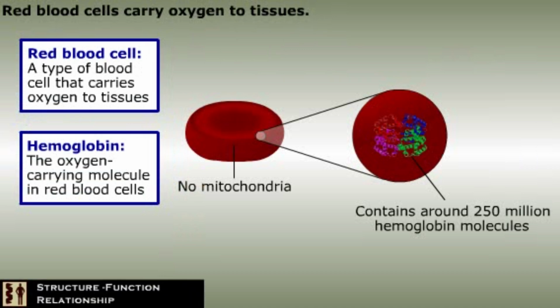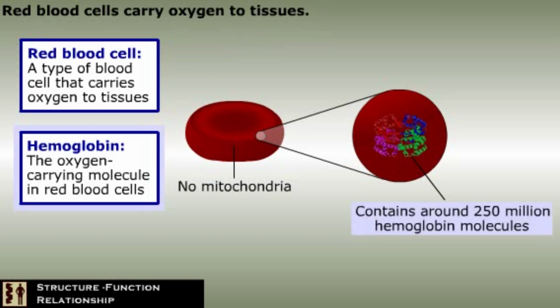There are 2 types of blood cells: red blood cells and white blood cells. In a sample of blood, there are far more red blood cells than white blood cells, which is why blood is red. The role of red blood cells is to carry oxygen to our tissues. The structure of red blood cells fits beautifully with their function.